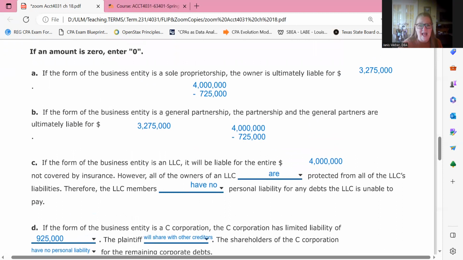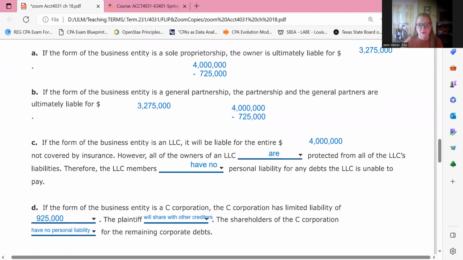If I ask you a question like this, rather than having the convoluted way of presenting it like they did in C and D, I would more likely just ask, where does the shareholder liability stop? What is the max they could lose? On the individual and on the partnership, it is the entire judgment minus whatever assets in the business can pay for part of it. So that's why it's $3,275,000 for both of them. And for the LLC and the C corp, the maximum the individual investors could lose would be their invested amount or their basis in their shares.